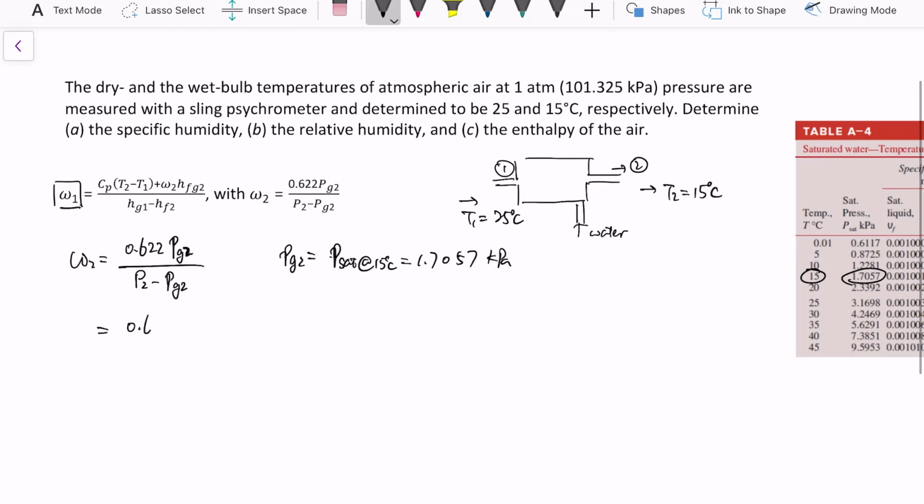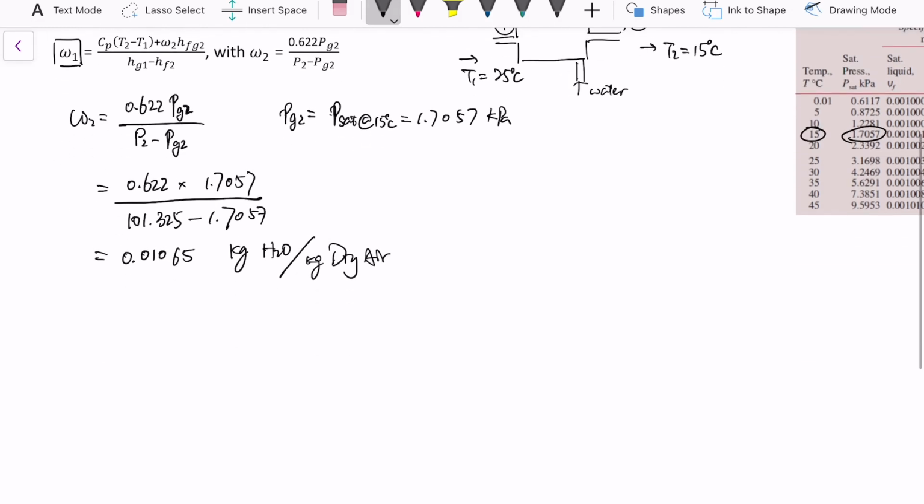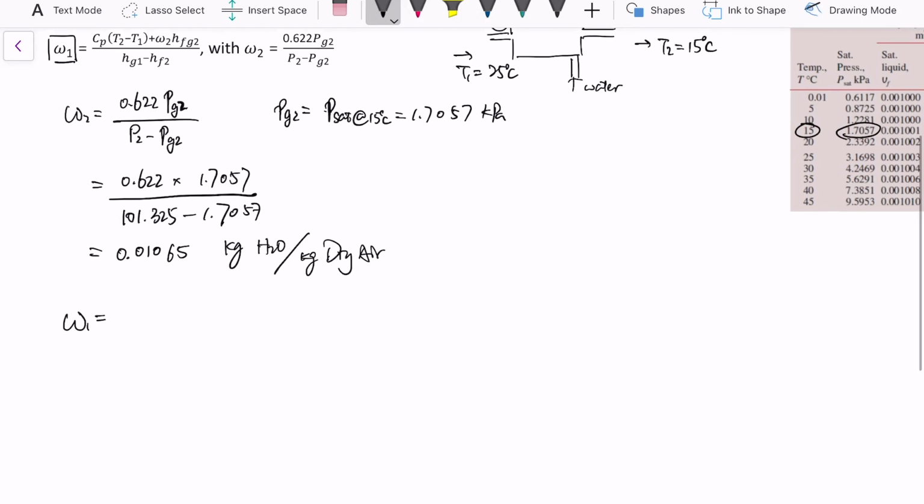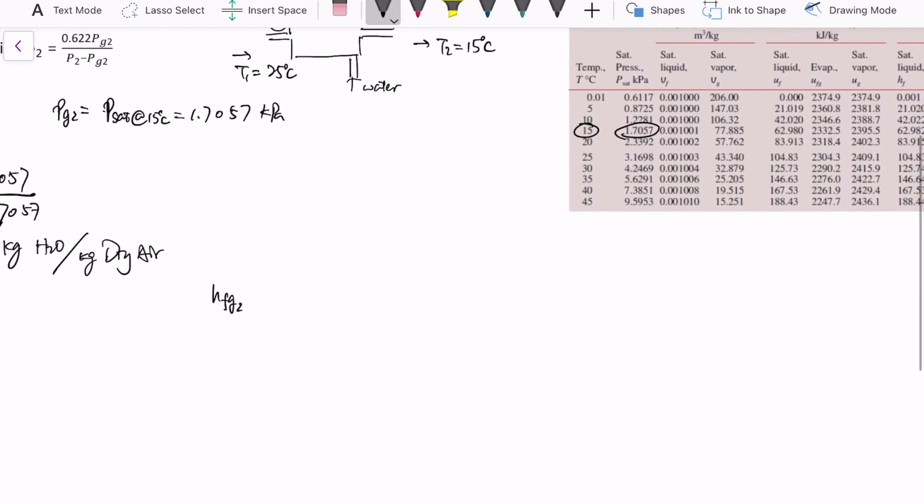So we can plug in the numbers: 0.622 times 1.7057 divided by total pressure 101.325 minus 1.7057. Calculate, omega-2 is 0.01065 kilogram of water per kilogram of dry air. Now we can plug in omega-1. Omega-1, remember that Cp is for air. We need hfg2. So hfg2, let's see, 2 is 15 degrees, hfg, 2465.